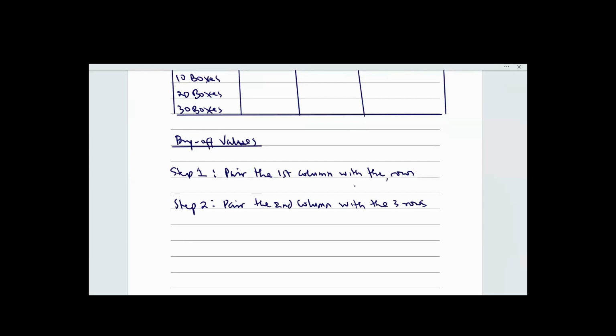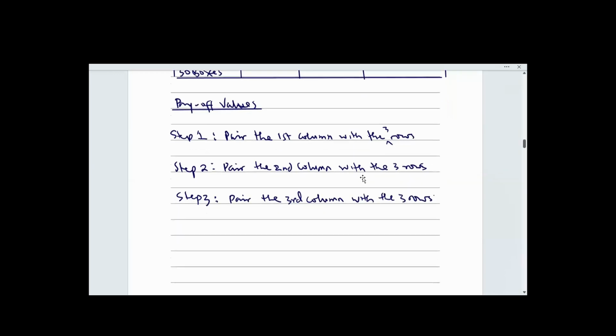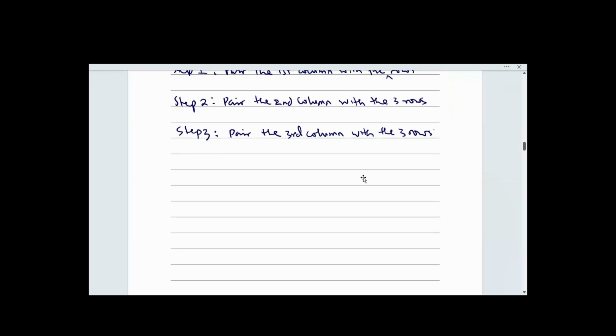Okay. Then step 3. Again, you pair the third row, the third column. It's not difficult. Just know what you are doing with the 3 rows. So these are the 3 steps. So let's take it one by one.